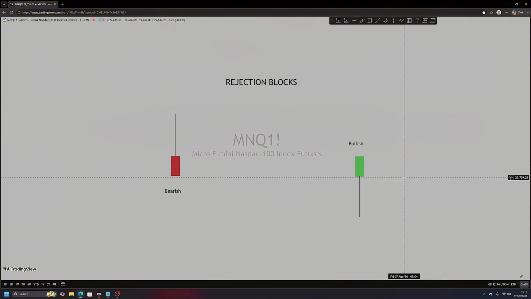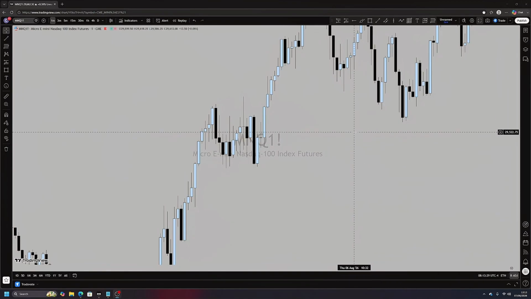So now let's get some examples on the charts. Here is an example from yesterday. Obviously, this rejection block strategy is normally paired with the 10 a.m. open, but I'm not focusing on the full strategy right now, just purely on rejection blocks.